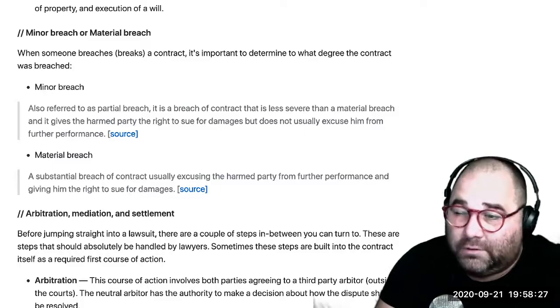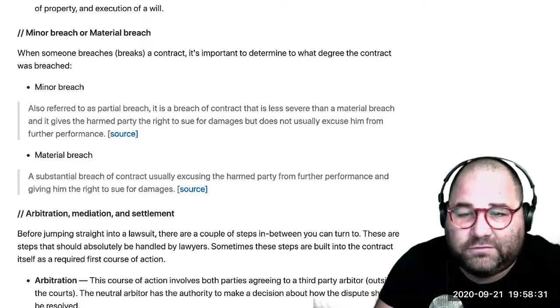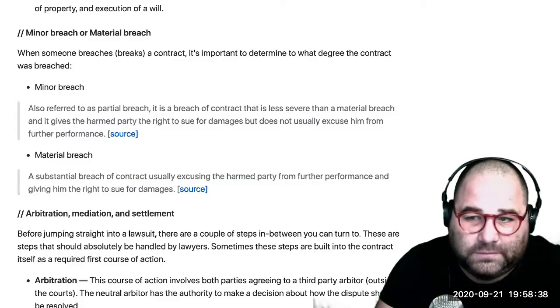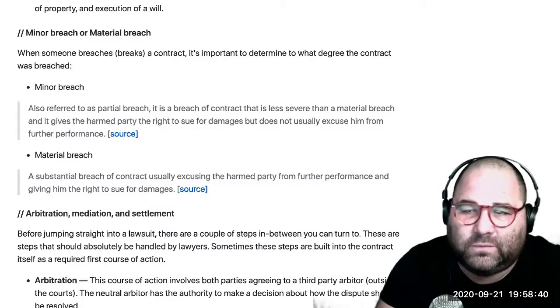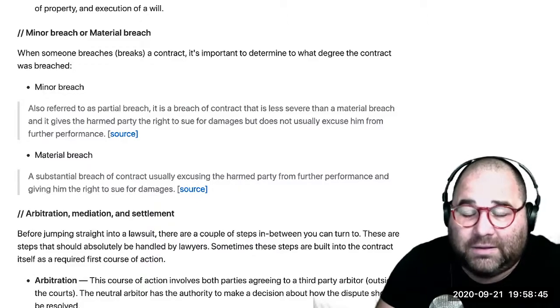Then there's material breach. Material breach is a substantial breach of contract, usually excusing the harmed party from further performance and giving them the right to sue for damages. This is the big one. This is the one where you can get into a lot of trouble, and you might end up owing someone some money.